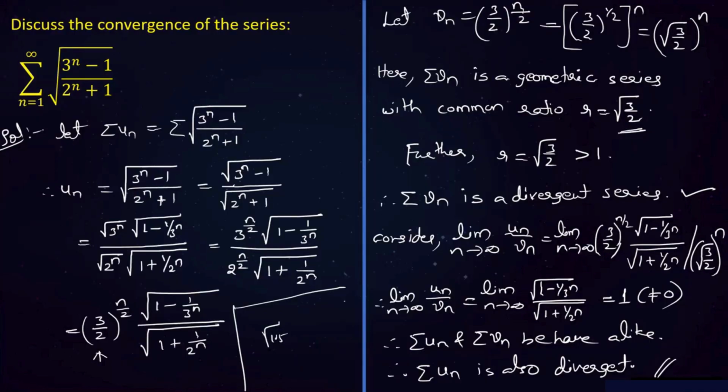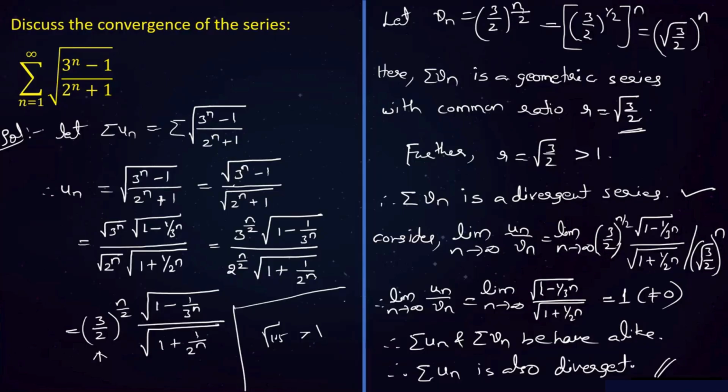When you have a value which is more than 1 here, obviously we'll get this as more than 1 only, right? Maybe very little, but definitely more than 1, right? That's how this root 3 by 2 is greater than 1. And from the geometric series, we can say, since this r is greater than 1, summation Vn is a divergent series, right? So we got a divergent series. I mean, the auxiliary series is a divergent series.